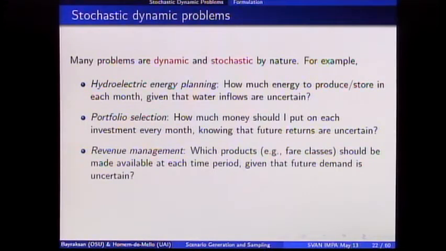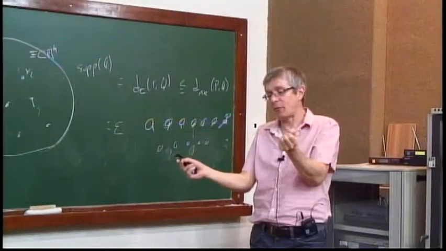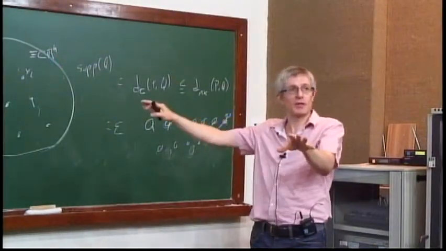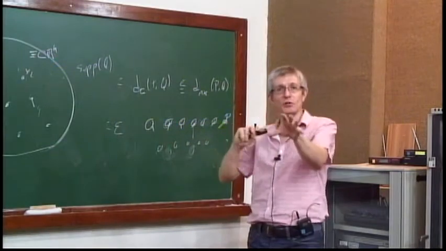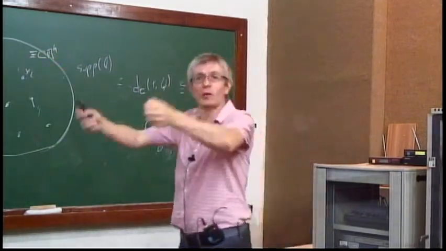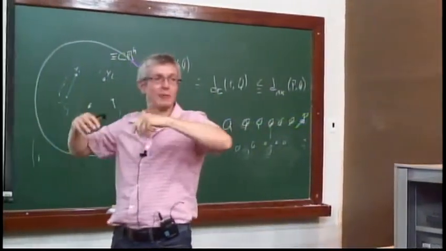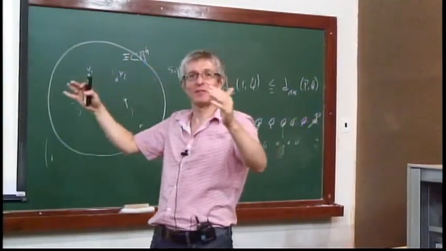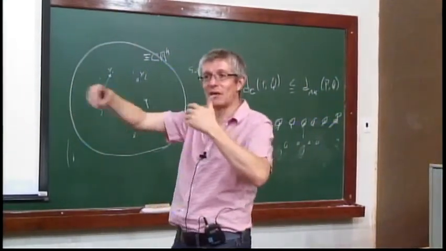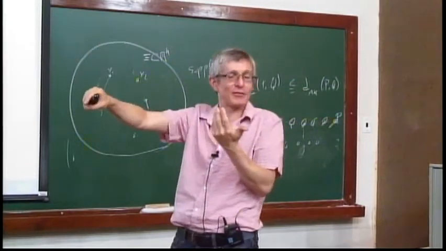Revenue management. For example, this is also used a lot in airlines. Which fare classes do you make available? People are booking the flight, so you don't know how many, and you decide which ones to make available at every point in time. There are cheaper fares and more expensive fares. Which of them should you make available? Because if you make all the cheap tickets available initially, people are going to buy them, and then you have nothing expensive left for all the business travelers who are willing to pay more.